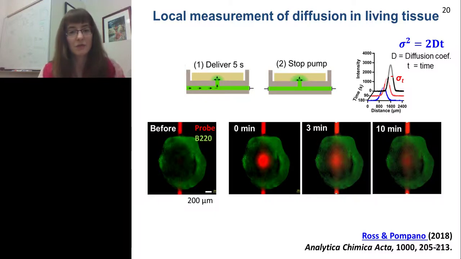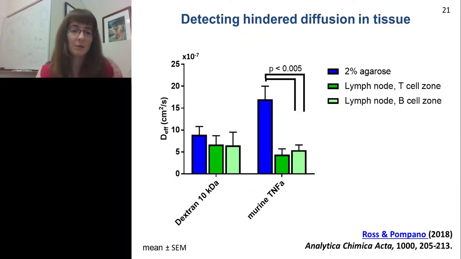Then we can quantify by image analysis the spread of that molecule and back out the diffusion coefficient. And we validated this against FRAP in inert gels with standard probes, and found that we're within 2-fold of reported measurements. So we're fairly confident in these numbers. And then we were able to make the first measurements of the diffusion of TNF alpha and other bioactive proteins moving through different parts of the lymph node.